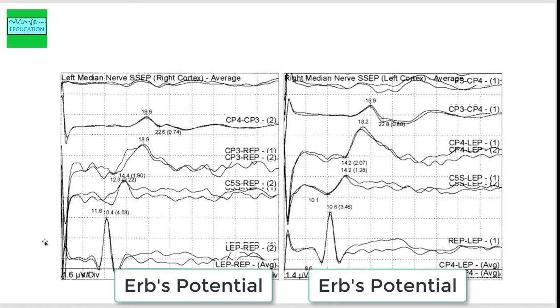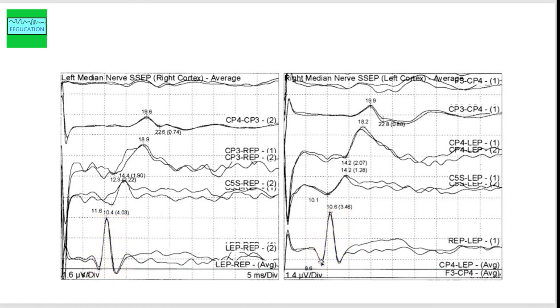So the first waveform that you see here, this is called the Erb's potential. So this here is called the Erb's potential. Erb's potential is generated by the brachial plexus. So if you stimulate the median nerve and record the Erb's potential, at least you know that the stimulus has traveled between the median nerve at the wrist and the brachial plexus.